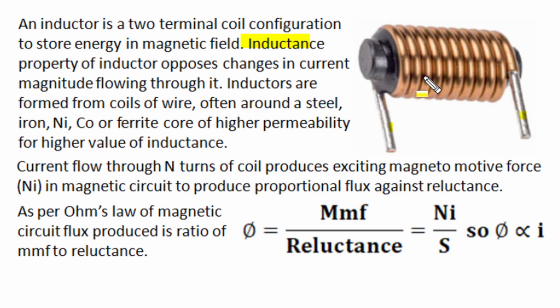Now when current passes through such an inductor coil, number of turns multiplied by current becomes magnetomotive force, MMF, and that MMF in a magnetic circuit establishes flux. As per Ohm's law of magnetic circuit, MMF is equivalent to voltage, and opposition to flux flow in a magnetic circuit is known as reluctance. The ratio of MMF to reluctance becomes flux in the magnetic circuit. As MMF is the product of number of turns and current, the flux produced by any inductance is directly proportional to the current flowing through the coil. So a coil produces flux around it proportional to the current flowing through it.